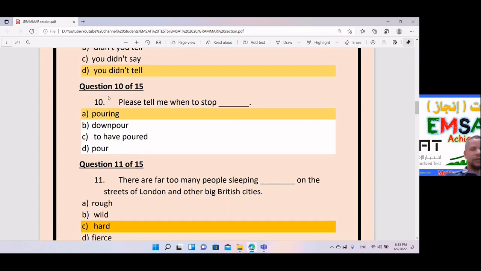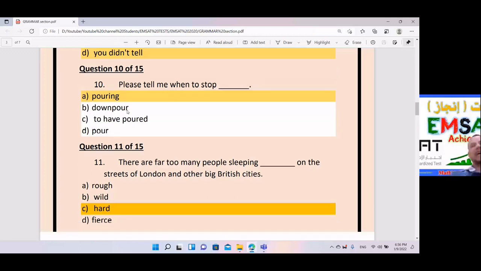Question 10: Please tell me when to stop. Now, to stop. Please tell me when to stop pouring. Pouring means water is falling down, a lot is falling down. So that means pouring. So "stop" is followed by a gerund or present participle, verb plus -ing: stop talking, stop walking, and so on.